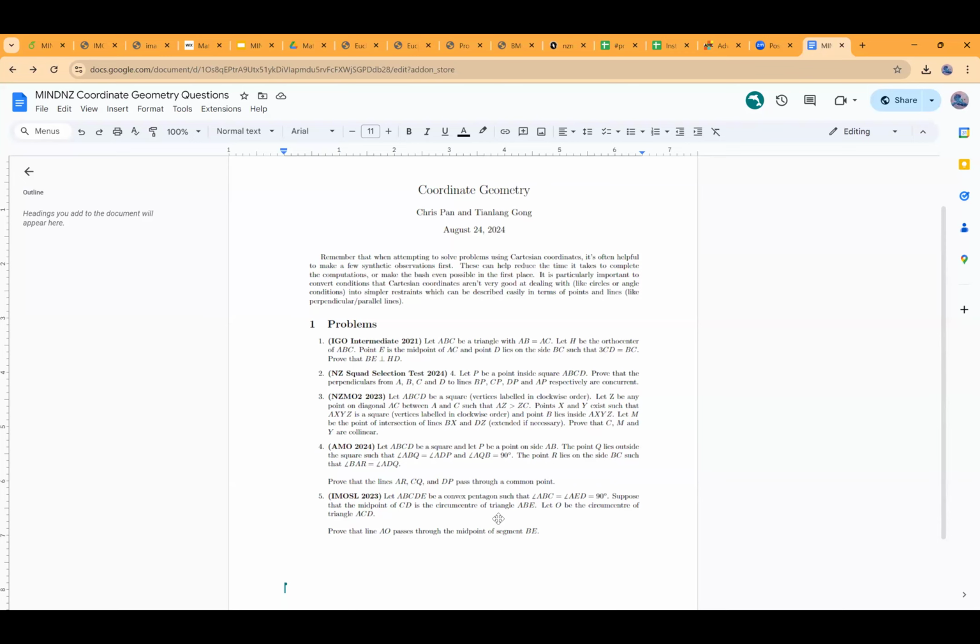Sometimes you have to convert weirder conditions, like circles and angle conditions, into nicer ones like perpendicular conditions. You want to do a bit of synthetic geometry before you start bashing using coordinates. For easier problems, you can often just set up a coordinate system right away. So maybe I'll go over the first problem here as an example of how to properly solve a proof type question using coordinates.